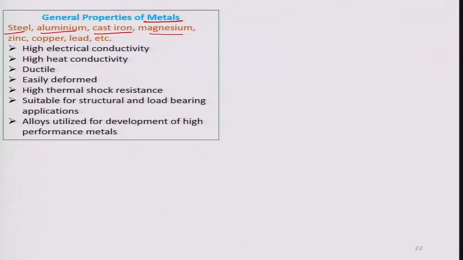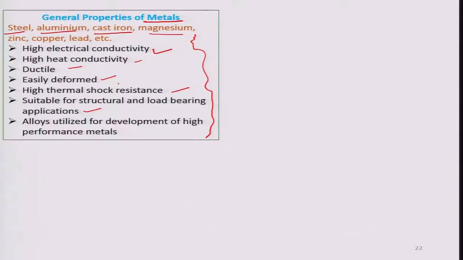Okay, and these materials have specific properties: high electrical conductivity, high heat conductivity, ductile, easily deformed, high thermal shock resistance, suitable for structural and load bearing applications, and alloys utilized for development of high performance metal. So there are a variety of properties for these kinds of metals, but to select a particular material, you will have to look into these things.